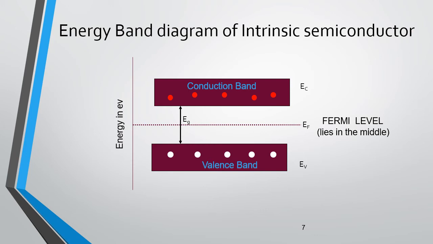So if we see the energy band diagram, the number of holes is equal to the number of electrons. We all know that each time an electron is leaving its place from the valence band, there is a hole generated over there. So since the number of holes is equal to the number of electrons in an intrinsic semiconductor, therefore the Fermi level energy lies in the middle.